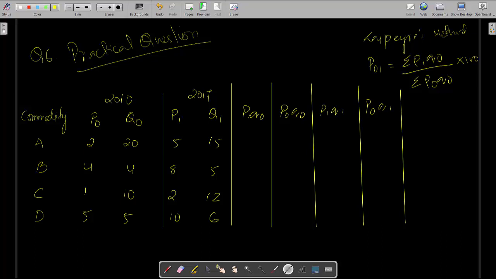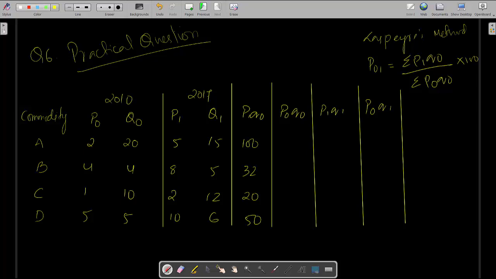Okay, so here when we write this P1 Q0, you see this P1 and Q0, you just have to multiply these two. P1 Q0. Okay, so P1 Q0, 20 into 5 is 100, right? So you write down here 100. Eight fours are 32. 10 into 2, 20. 5 into 10, 50.